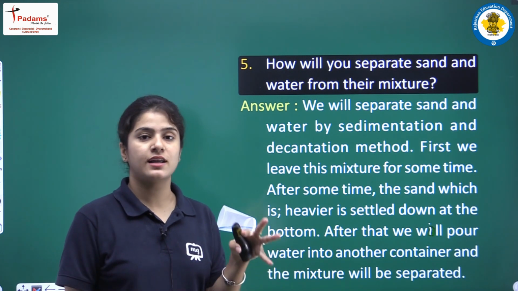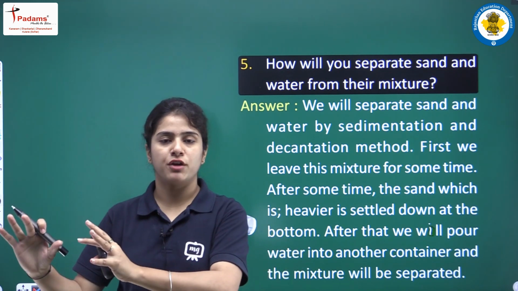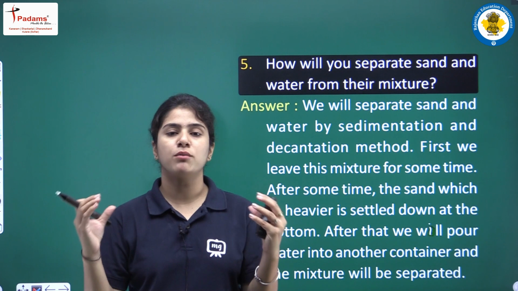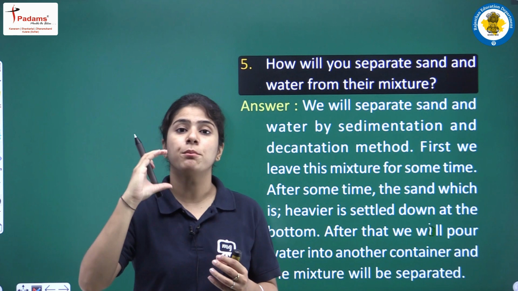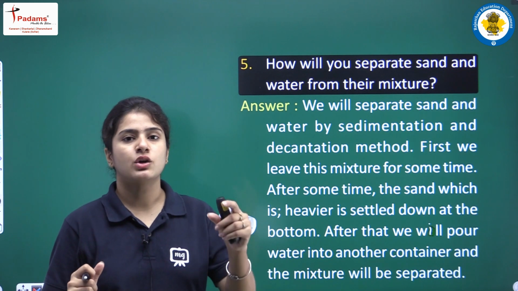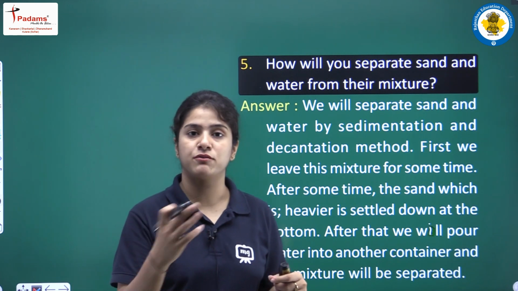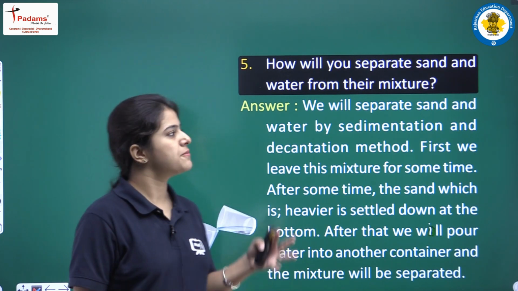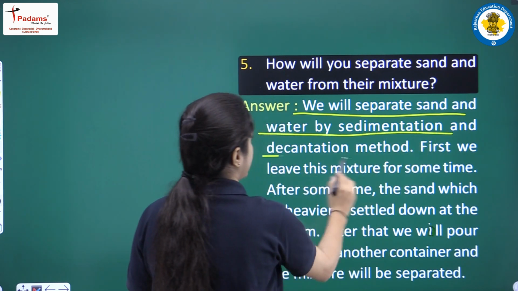Alright students, in that process you had some water and sand, and you let it stand for a few minutes. What will happen? After a few minutes, water and sand will separate. Sand will form the bottom layer because sand is heavy. It will settle down and water will appear at the top of the layer in the beaker or glass. Then you drain or pour out the water from that mixture, and with the help of this process, decantation, you can separate sand and water from each other. So we separate sand and water by the sedimentation and decantation method.